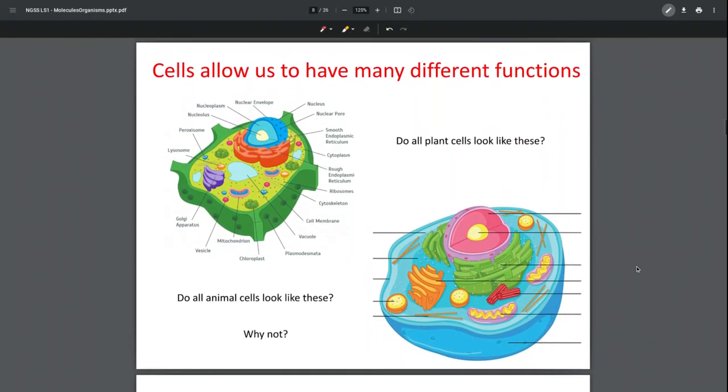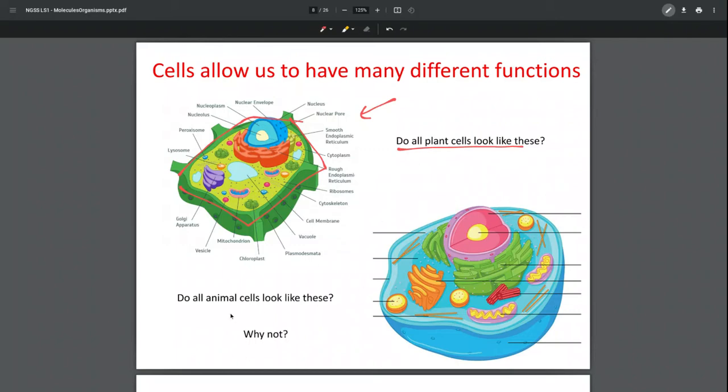So, cells allow us to have many different functions, and I was just talking about how cells are different shapes. So this is typically what we see when we see a plant cell. It's kind of blocky shaped, right? We don't usually draw it as a circle. Okay, but not all plant cells are going to look like these. They typically are pretty blocky because they have that cell wall, but they're not all shaped exactly the same.